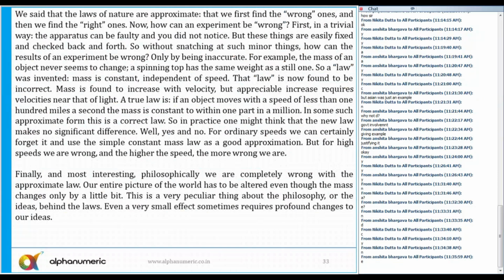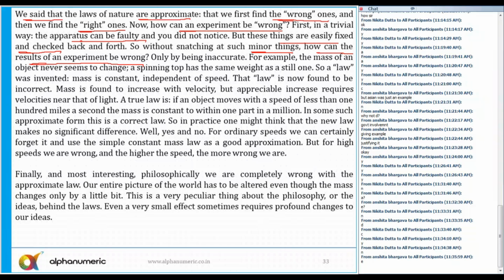Okay, so he says, we said that the laws of nature are approximate. We first find the wrong ones, and then we try to find the right ones. Now the question is, how can an experiment be wrong? An experiment can be wrong because, one, your apparatus can be faulty. That is how an experiment can be wrong. But this is a very minor problem. It can easily be fixed. So let us not discuss these minor things. Then the question is, how can the results of an experiment be wrong?